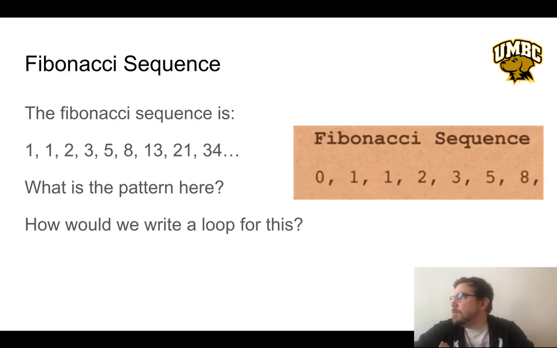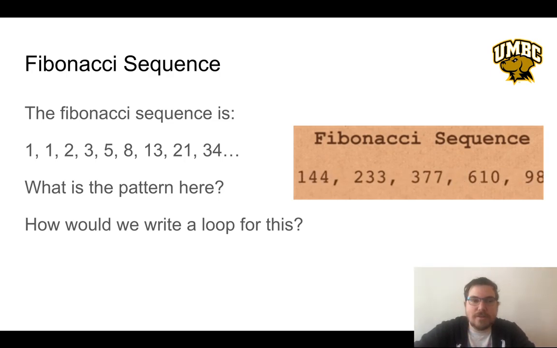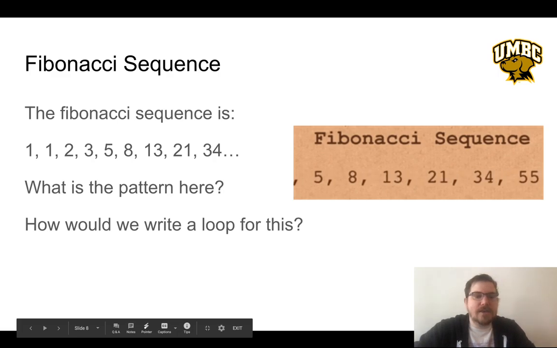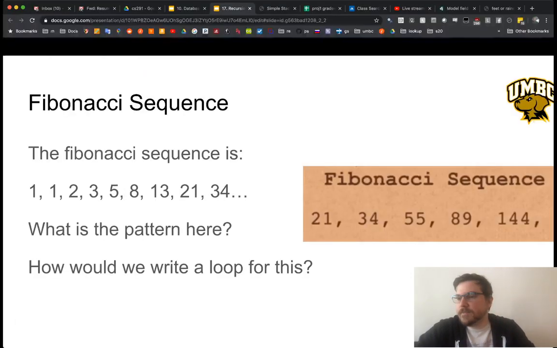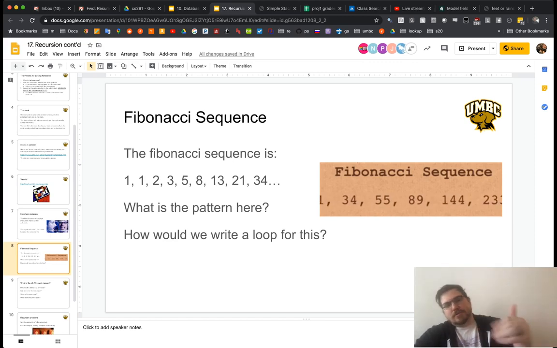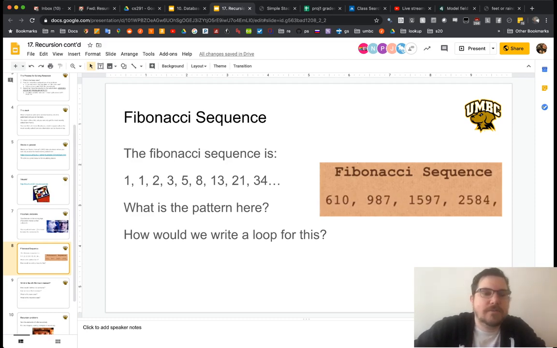So how would we write a function that uses a loop to determine the nth term in the Fibonacci sequence? And the answer is annoying. N plus n minus 1? Yeah, or n minus 1 plus n minus 2. N equals n minus 1 plus n minus 2. Okay.